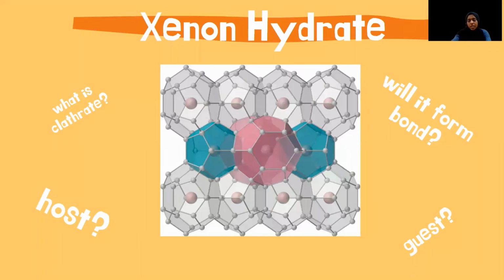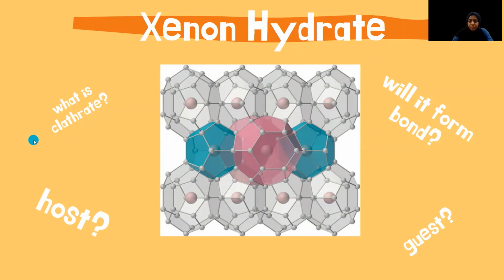Alright. Just now I said that group 18 members are inert, right? However, there is a compound called xenon hydrate. If we look at this name, we will think of xenon having a bond with other molecules, right? However, this xenon hydrate is actually a clathrate.